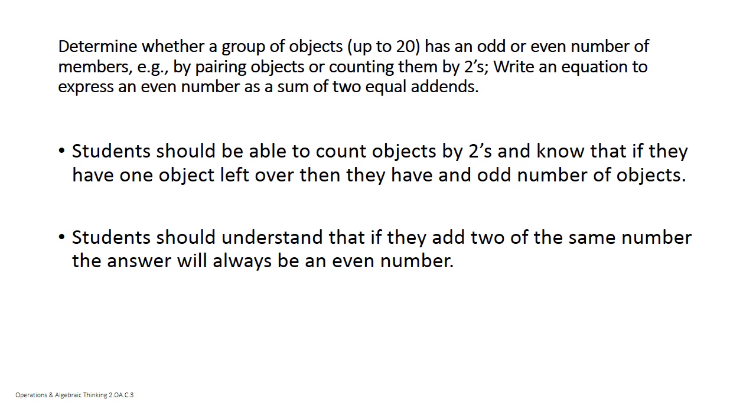Students should be able to count objects by twos and know that if they have one object left over, the number is odd. If there are no objects left over, the number is even. Students should understand that if they add two of the same number together, the answer will always be even. For example, the odd number 3 plus 3 will equal the even number 6.